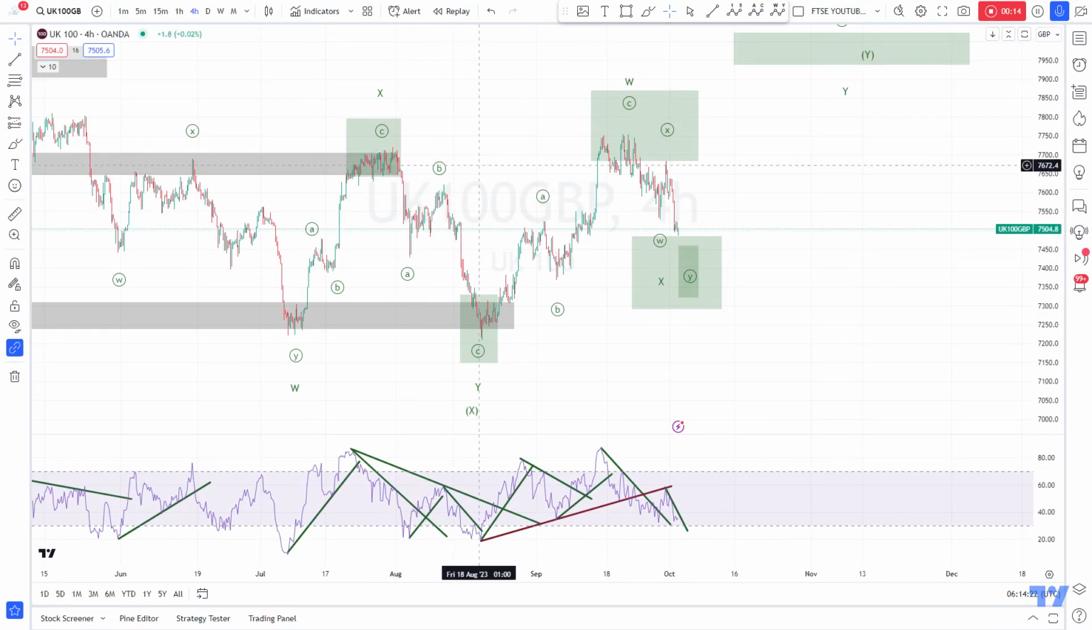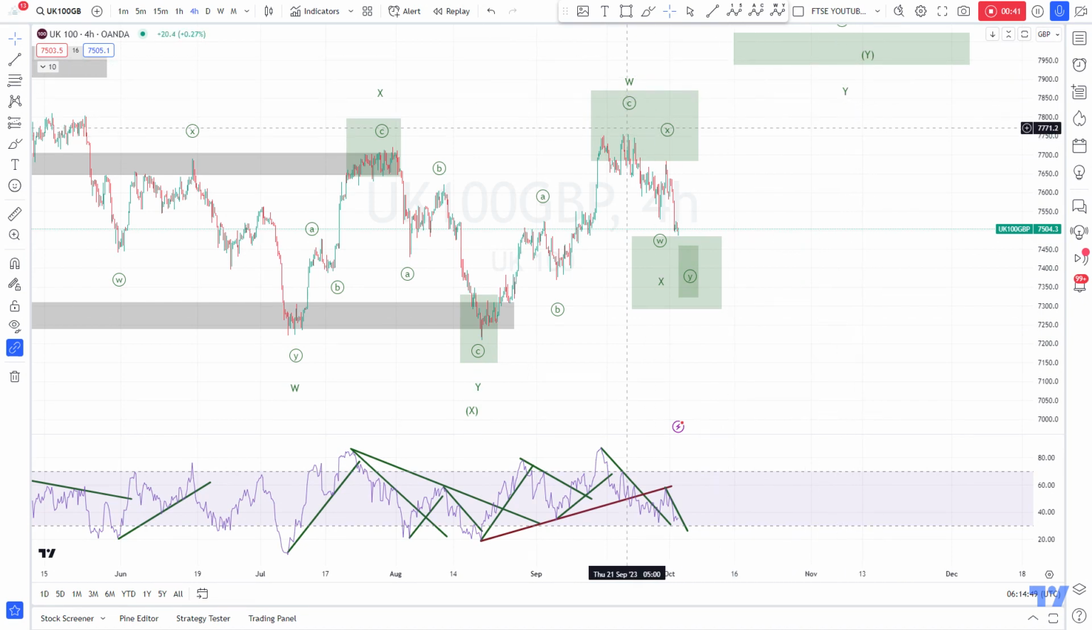So we are still working here on this corrective move. As you could see, I took off my secondary scenario, like here the A, B, C. We violated here this wave 4 area. So yeah, the ABC is no longer the case. We will stick now with this WXY pattern.